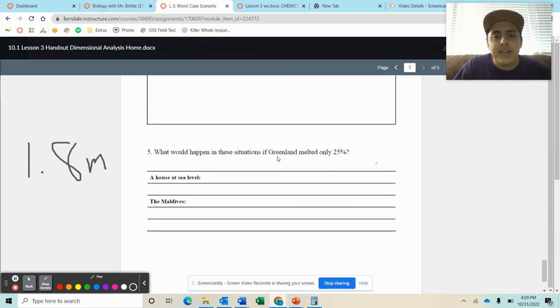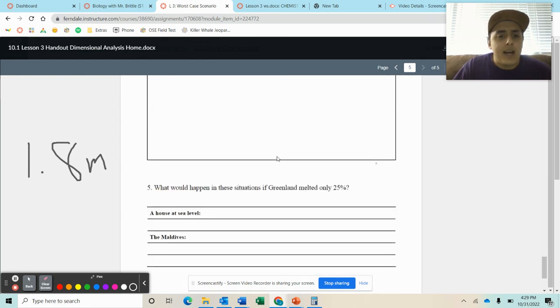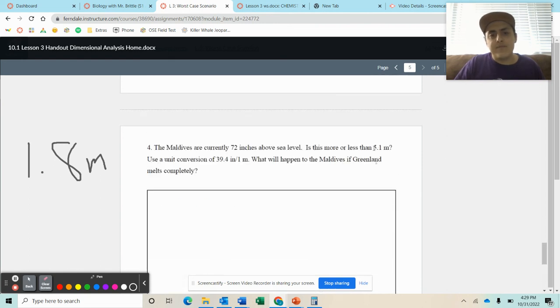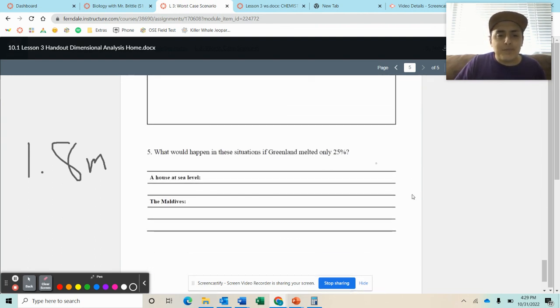What would happen in these situations if Greenland melted only 25%? You would take 25% of whatever, this 1.8, which again, you can either divide by 4 or you can multiply by 0.25. It doesn't matter. And you get that that's 0.45 meters. So again, a house at sea level, yeah, they're going to be underwater because they're originally at 0 meters above sea level, where these people here that we're talking about, they would be totally fine because, well, they're 5.1 meters above sea level.